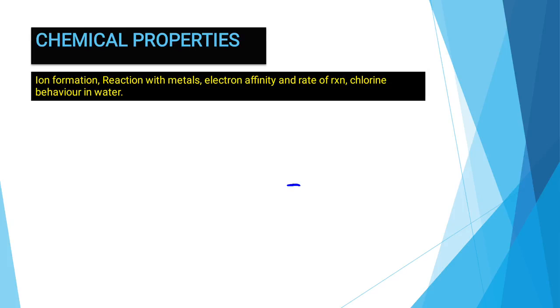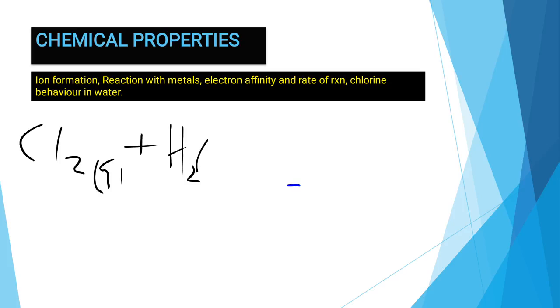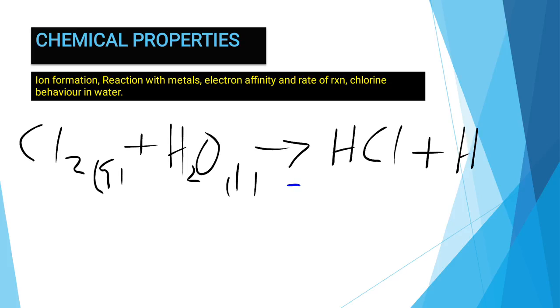Chlorine dissolves in water to form 2 compounds. We have chlorine, which is a gas, reacted with water, a liquid, giving us two products. The first one is HCl, hydrochloric acid, plus chloric(I) acid. All these are aqueous. They are all soluble.